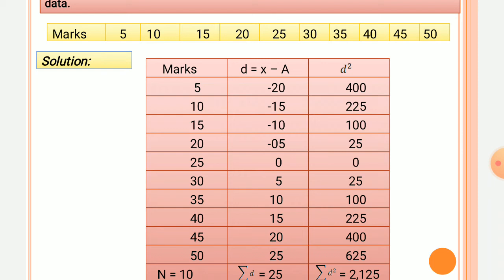for taking differences. So I am using the assumed mean method here. X minus a, so 25 is taken as a. The assumed mean method is to be used to calculate standard deviation. D is equal to x minus a. So here 25 is taken as a.